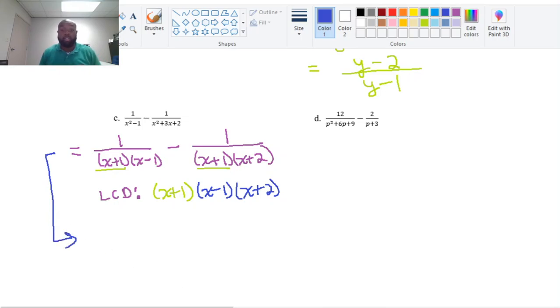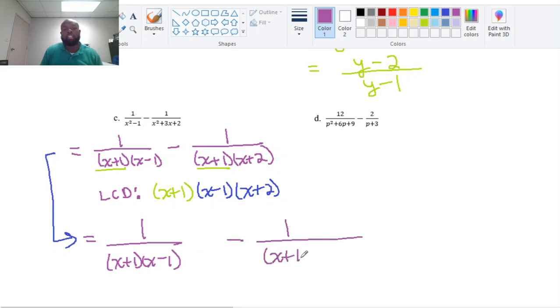And so I have this here. What we want to do is rewrite those as equivalent fractions. I want my denominator to be x plus 1 times x minus 1 times the x plus 2, but both of these fractions only have part of that LCD. So we're going to have to multiply by the piece that's missing. Of the LCD, I'm missing the x plus 2 here, so I'm going to have to multiply on the bottom by x plus 2 and the top by x plus 2. This one is missing an x minus 1 that's in the LCD, so I have to multiply the top and the bottom by x minus 1.